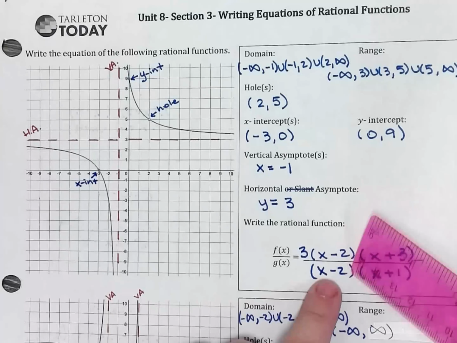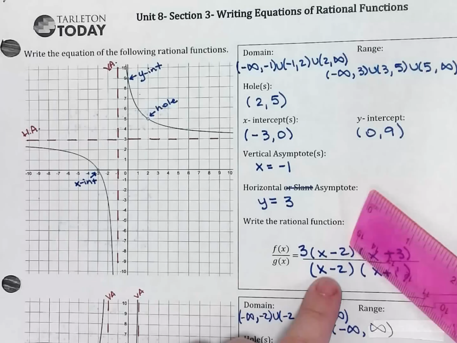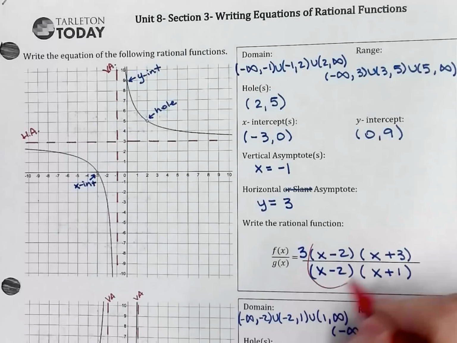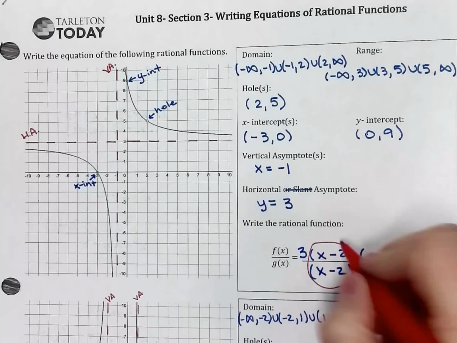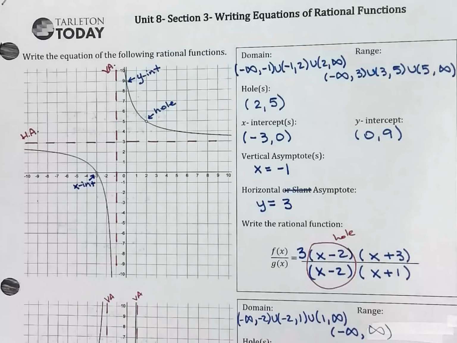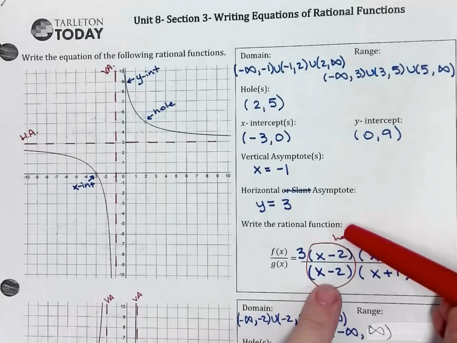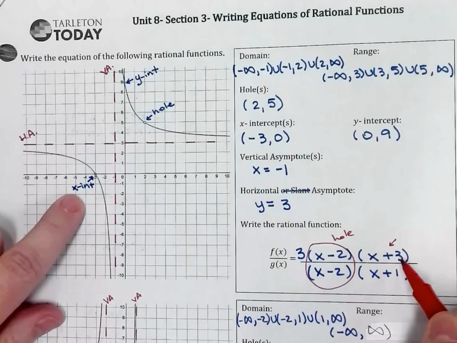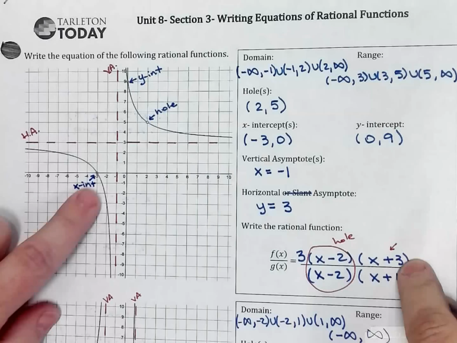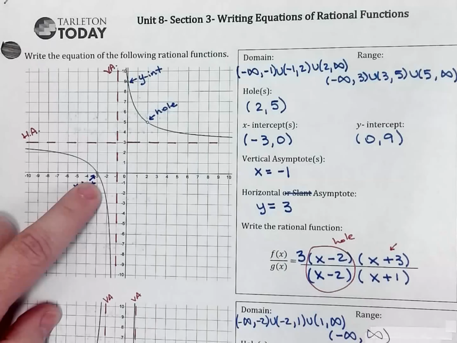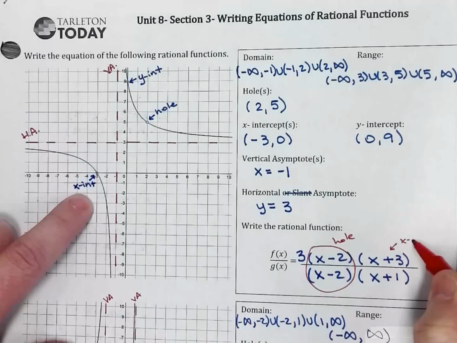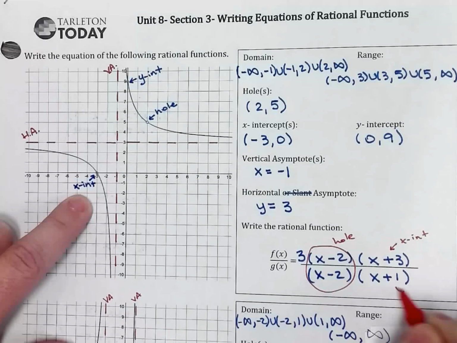So I'm going to start by writing my rational function with the hole. And if you want to write it, you can, but we've done so much of this that it's kind of second nature now. When you have the same factor in the numerator and the denominator, you know that's the hole. The other factor, that's the x-intercept. That's where this came from. Since the x-intercept is at (-3, 0), the factor that corresponds to that is x plus 3. So that's the x-intercept.